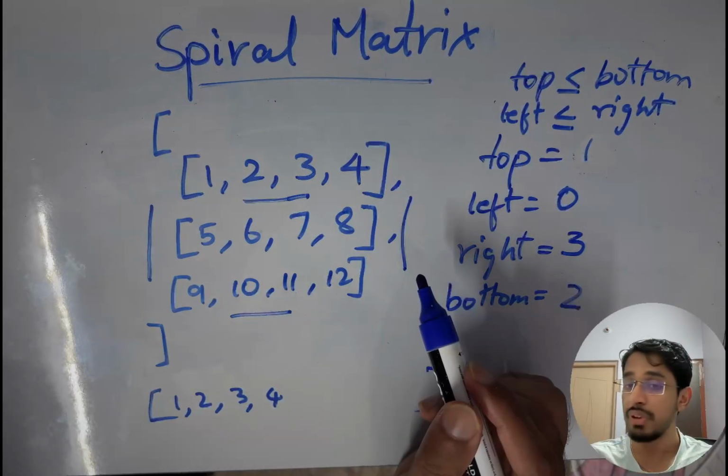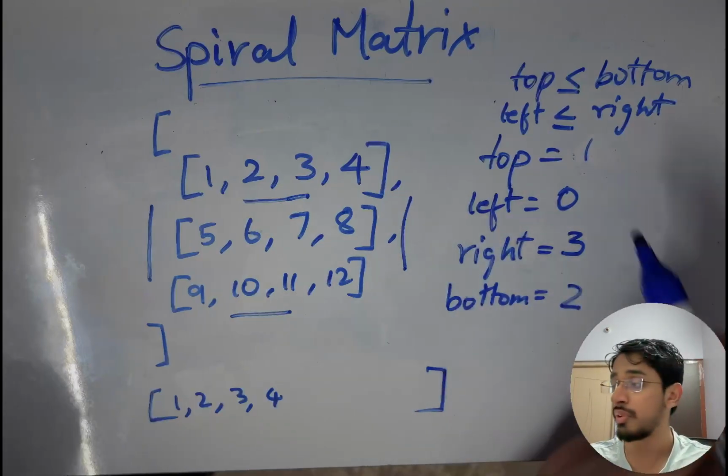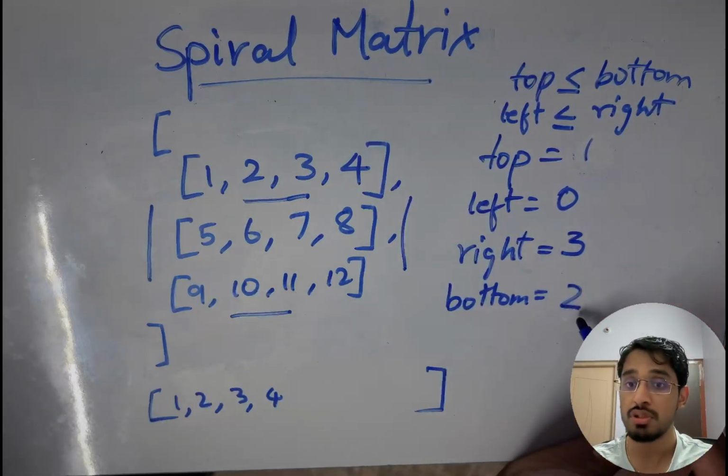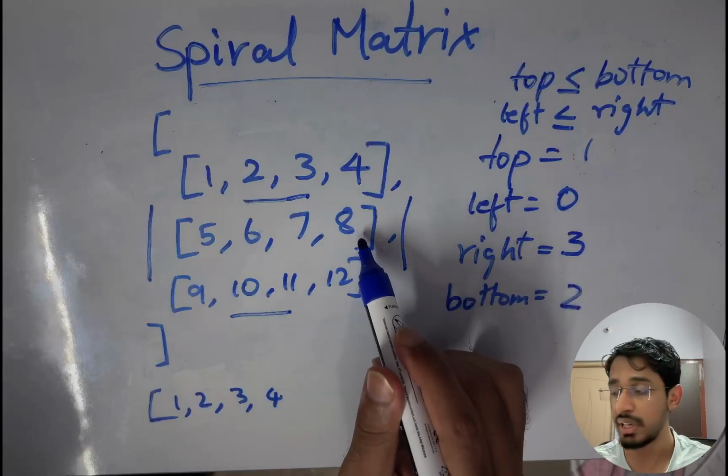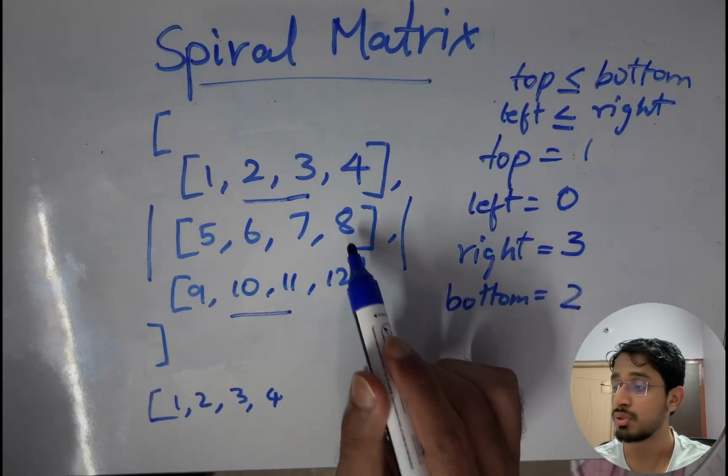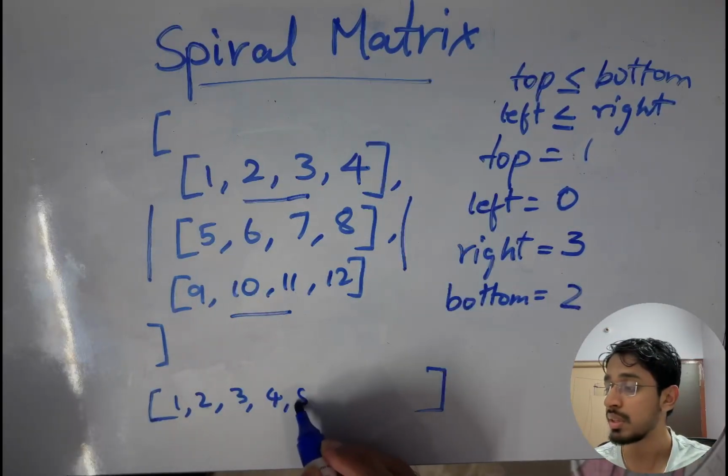Okay, so now we loop from top to bottom. The value of top is 1 and the bottom value is 2. So we start from the first index and then go to the bottom. That is, we add 8 and 12 to the results array.